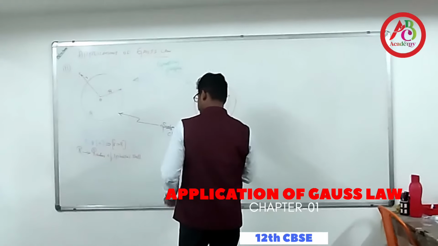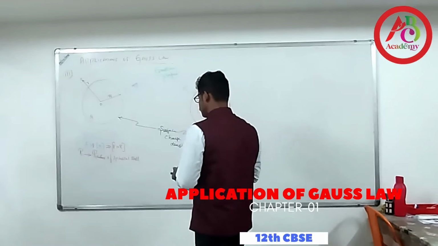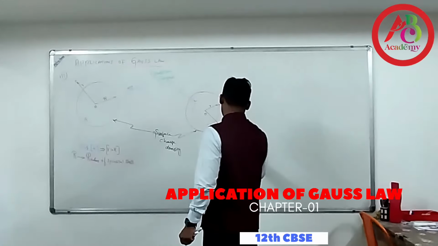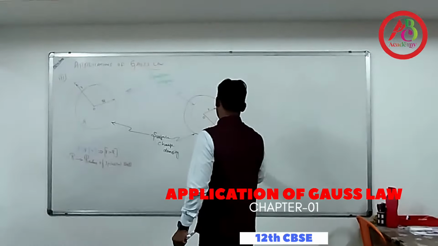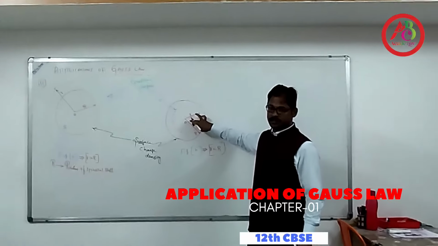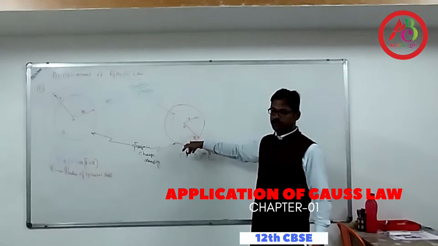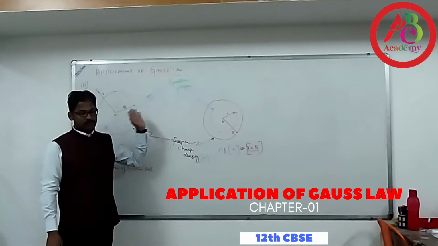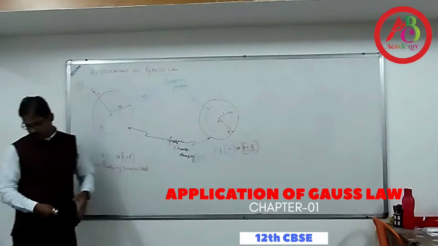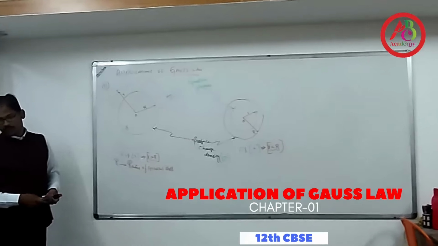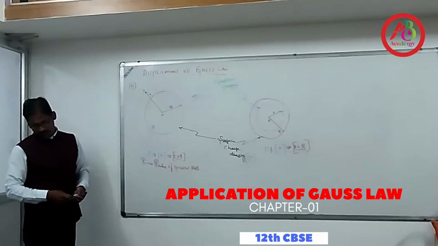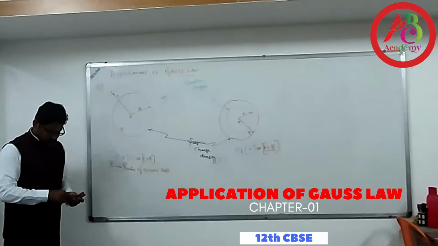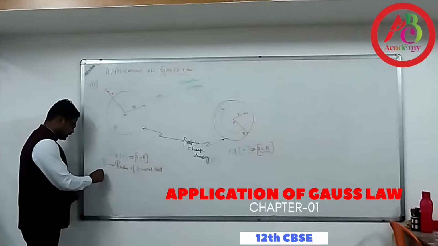Surface charge density. Small r is less than capital R. This is smaller, and this is capital R. It's lesser than this, in figure B. Opposite to this. Both are symmetrical in a spherical shape. Just like the situation is spherical symmetry.